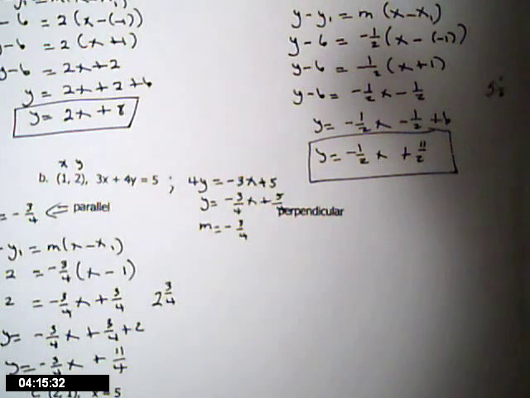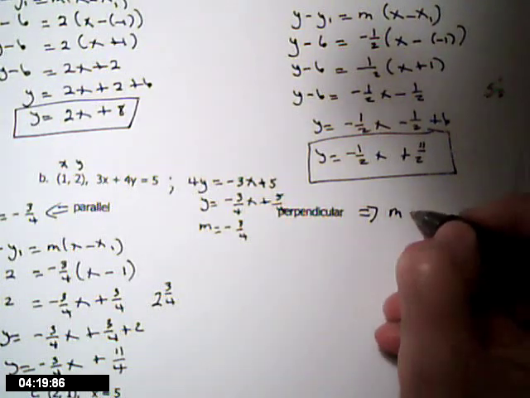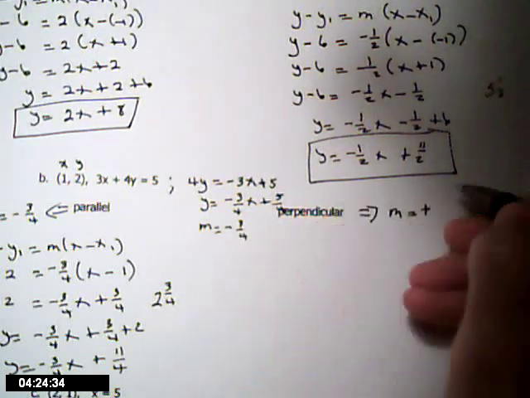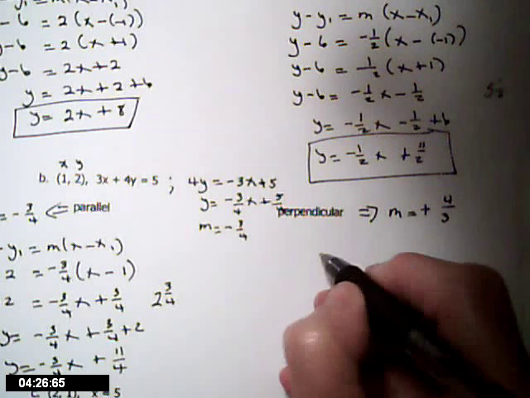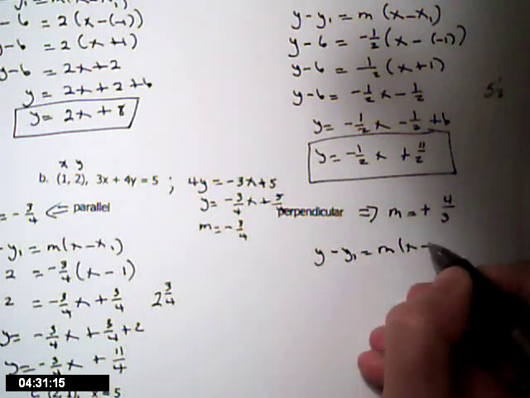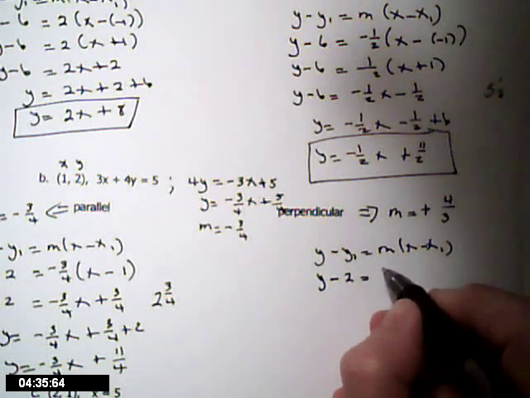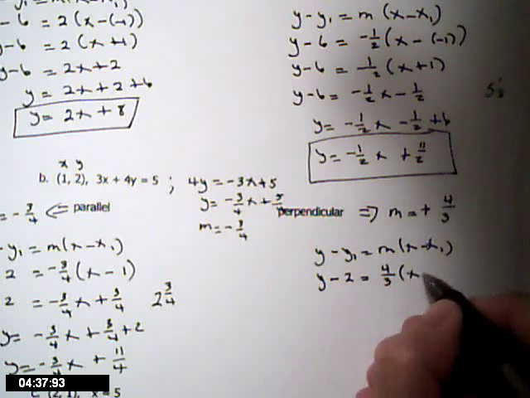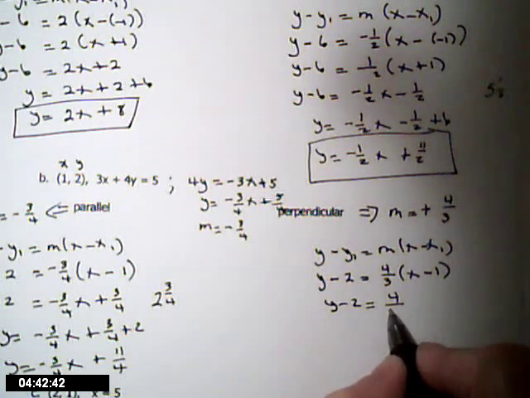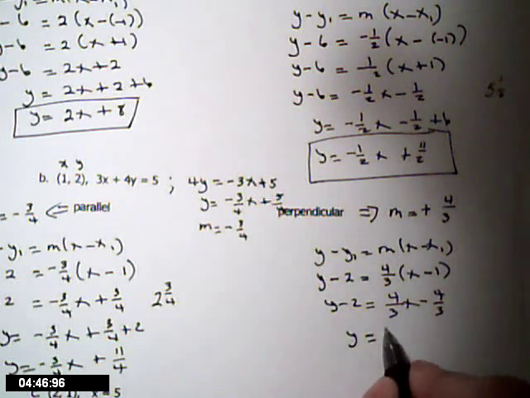Alright, the next one, remember, if you have perpendicular lines, your slope is going to be the opposite reciprocal, so opposite of a negative would be a positive, and reciprocal of 3/4 would be 4/3. Now again, if we go to point-slope form, we have y minus 2 equal 4/3 times x minus 1, or y minus 2 equal, let's distribute, add a 2 to both sides.